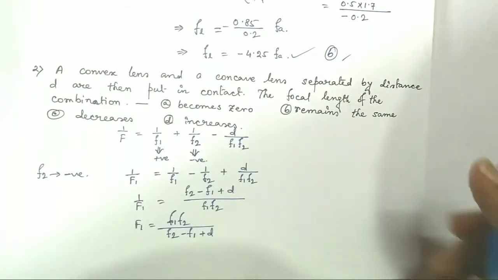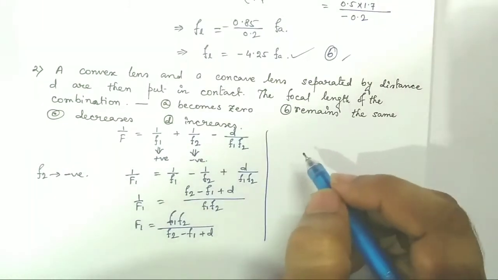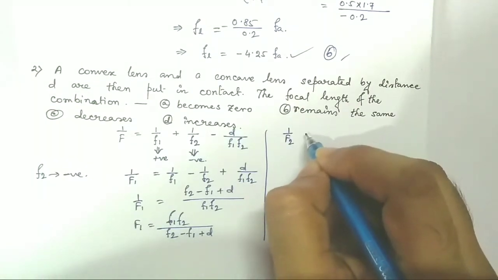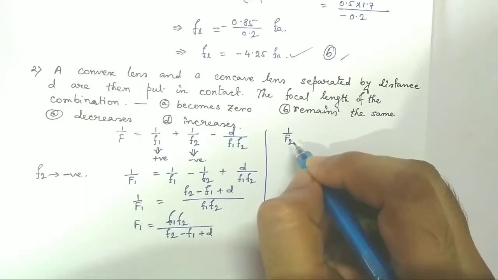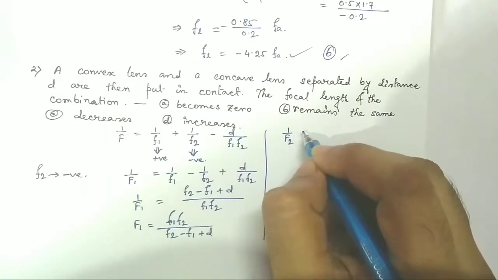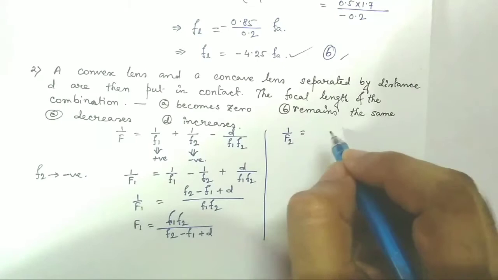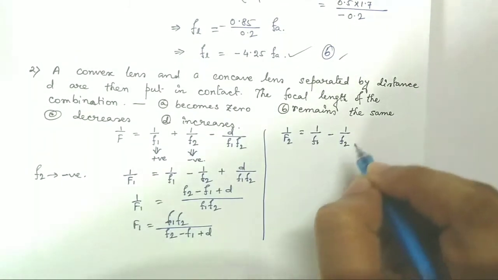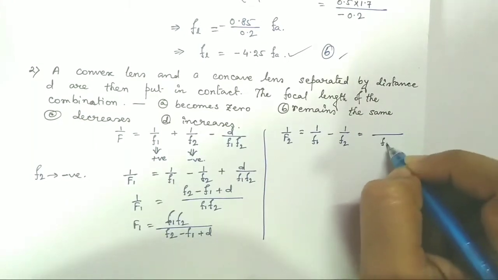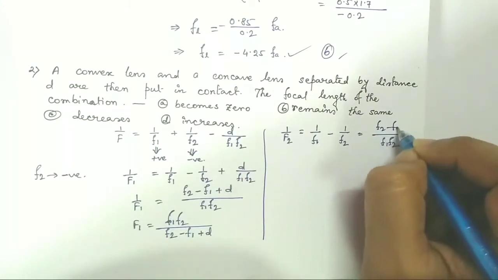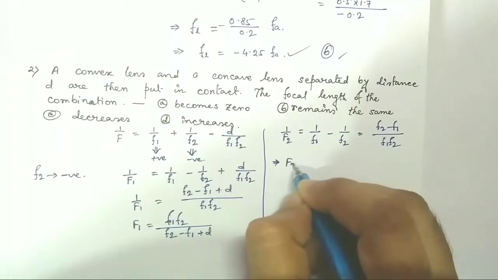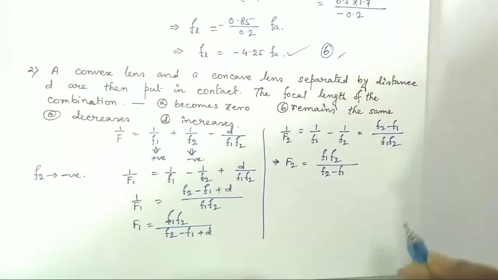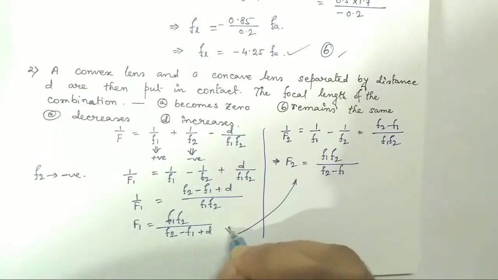Okay, understand? Now in the second case they are put in contact, so the focal length will be given by 1/F2. For the second case we denote f as F2. 1/F2 equals 1/f1 − 1/f2. Take the LCM, f1 f2, f2 − f1. So F2 will be f1 f2 divided by (f2 − f1). Now compare these two equations.